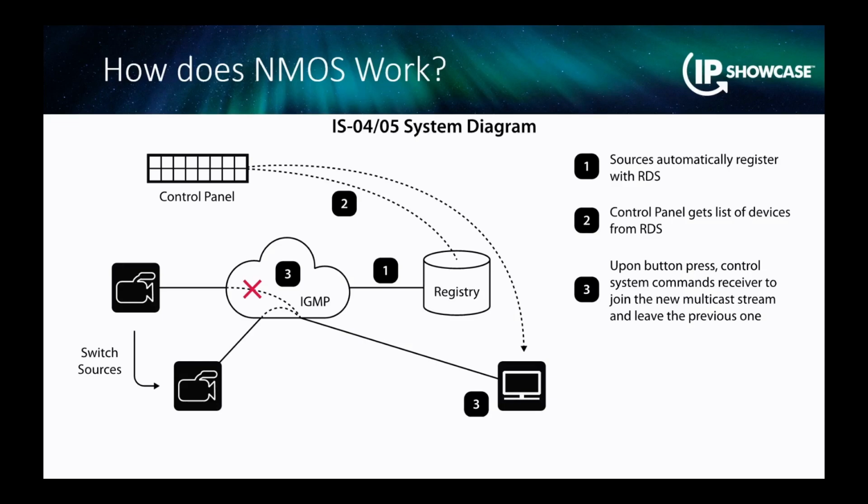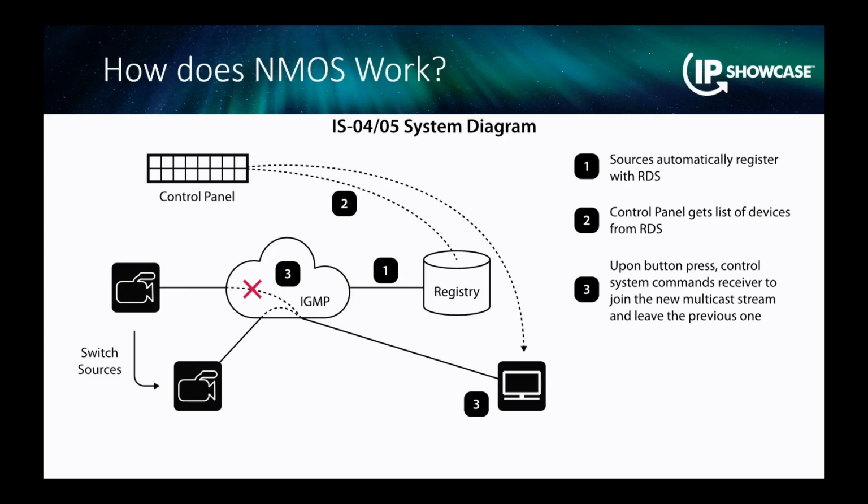What happens when you first power up the system is that all the devices connect to that registry over there, which is a PC running some software, and identify themselves. Then the control panel can query that registry and say, oh, I see I have two cameras here, maybe a Sony and a Panasonic camera, and a display, and it can even present those on the buttons if it likes. The control panel could put the name of the device that's there.